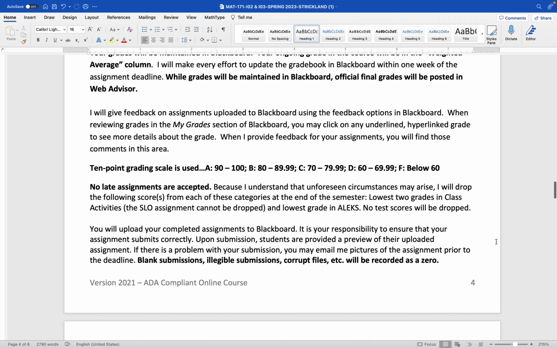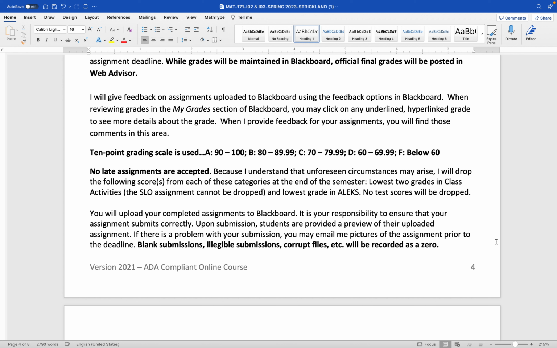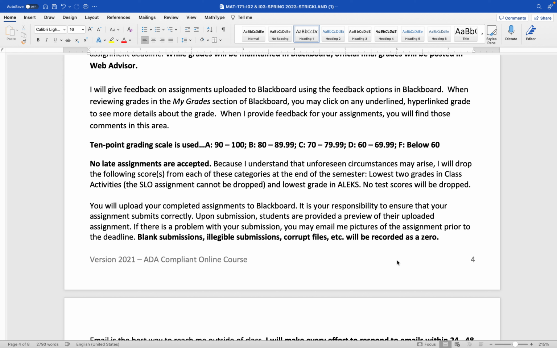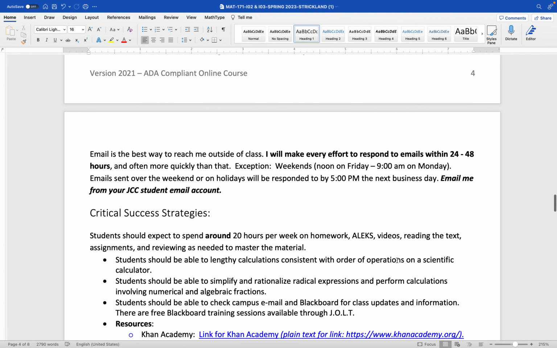For uploading, if there is anything to be uploaded, you can email me and I will provide details on that, but you will upload your completed assignments to Blackboard, and it is your responsibility to ensure that your assignment submits correctly. Upon submission, students are provided a preview of their uploaded assignment. If there is a problem with your submission, you may email me pictures of the assignment prior to the deadline. Blank submissions, illegible submissions, corrupt files, etc. will be recorded as a 0.